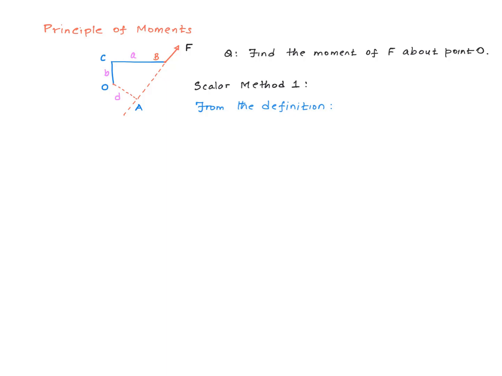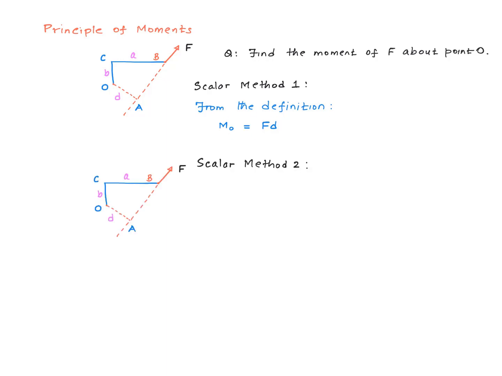So what do we do? Well, we extend the vector representing the force in order to establish the line of action, right? And then we draw a perpendicular from point O to the line of action. Find the distance from point O to this point where the perpendicular intersects the line of action. So in this particular case, it's a little d, right? The force F is going to rotate the point O in the counterclockwise direction. So I have a positive moment, and the magnitude of the moment is force multiplied by this perpendicular distance, d, right? So F times d.